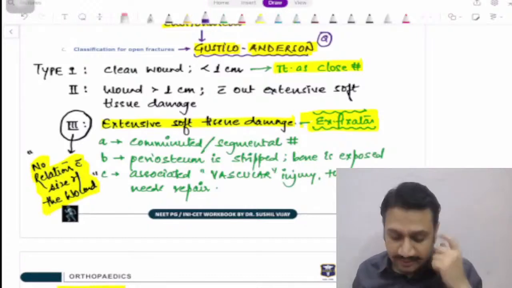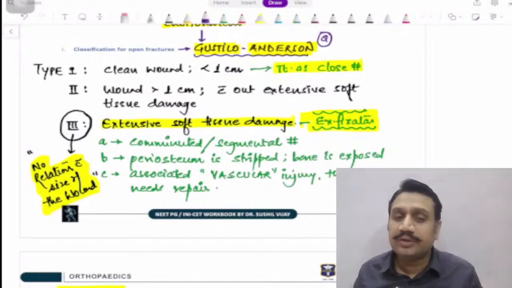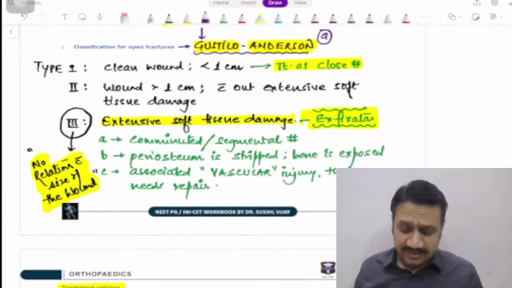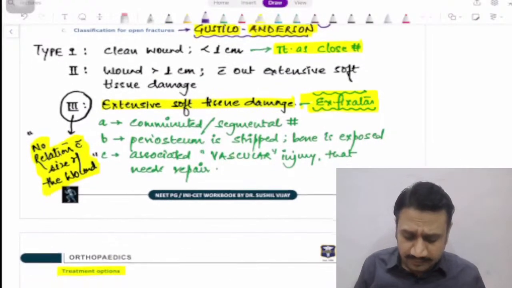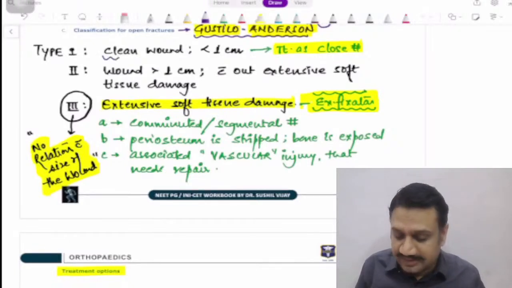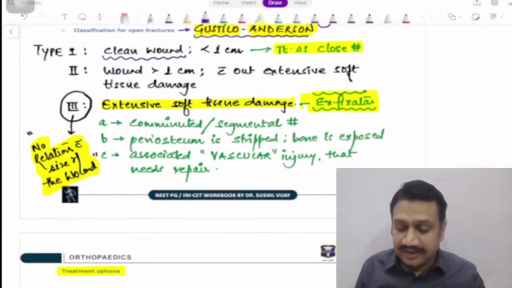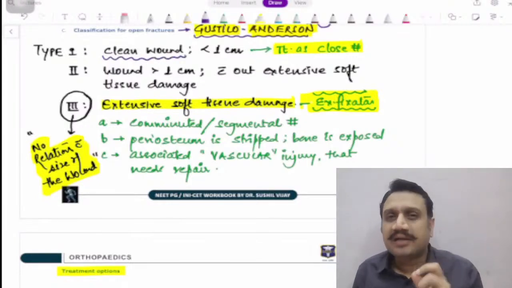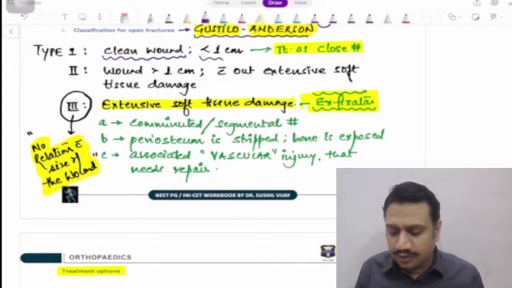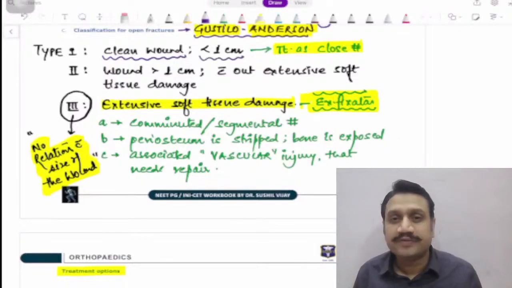We know the three types in the Gustilo-Anderson classification, and I want you to remember all three. Type 1 is a clean wound which is less than 1 centimeter. Any clean wound less than 1 centimeter, being clean, is usually treated as a closed fracture. You can treat them very well as a closed fracture.